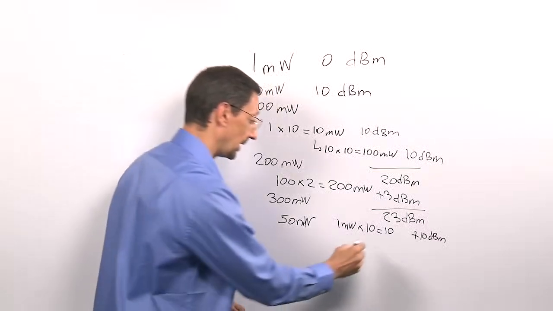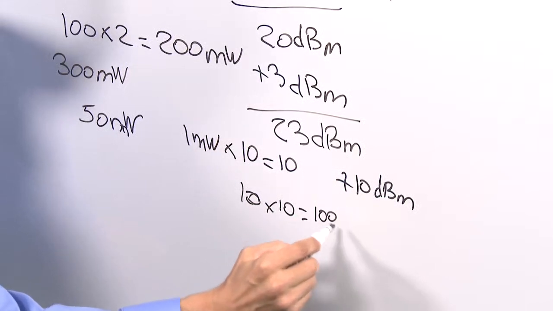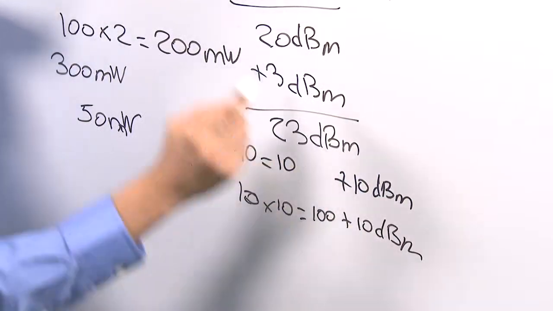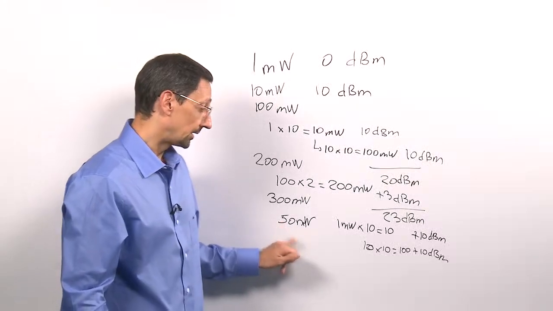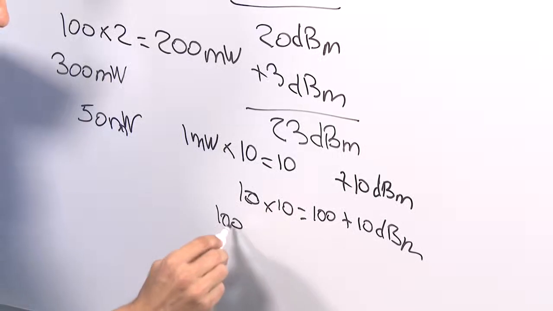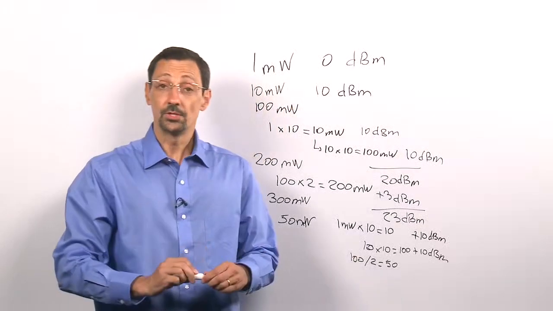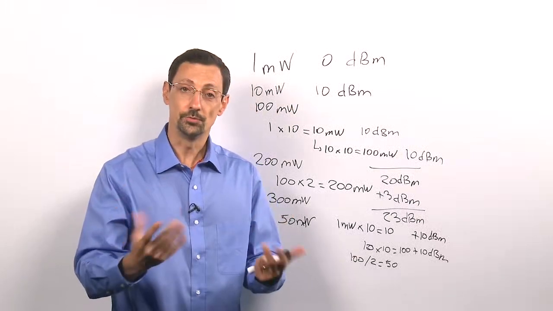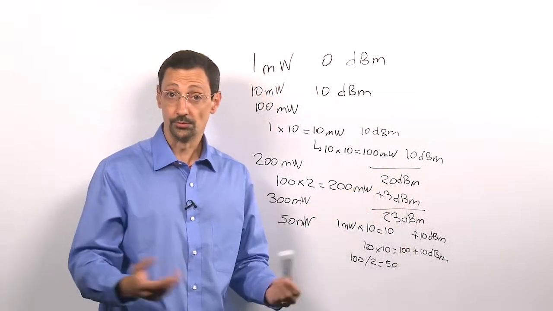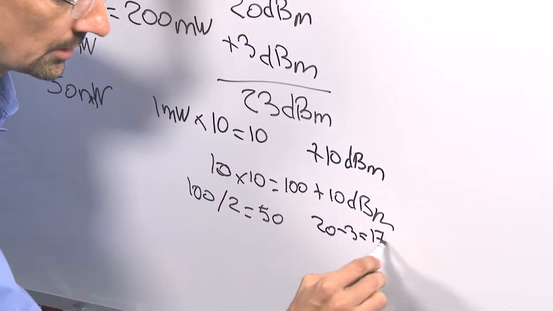But what I can do then is to say, I take 10, I multiply it by 10 again, and that's going to be 100, and that's plus 10 dB already, and we're back to our 20 dBm value. And 50 milliwatt is actually half of 100. So you can take 100 and divide it by 2, and that's going to be 50. And you know that every time you divide by 2, you remove 3 dB. So you were at 20 dBm, which is 100 milliwatts, and you remove 3 dB, so that gives you 20 minus 3, which is 17 dBm.